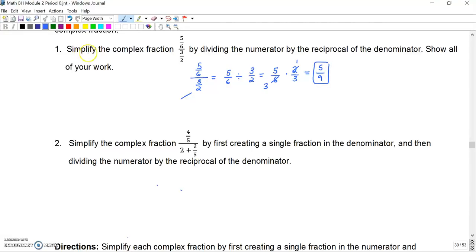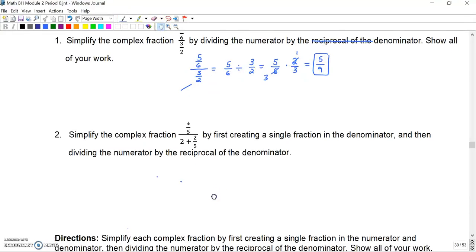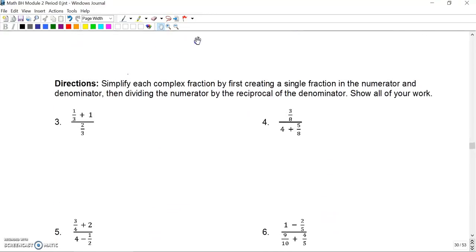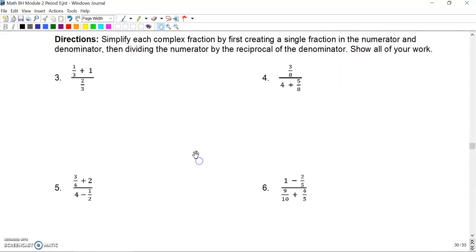Number 1, by the way, says simplify the complex fraction by dividing the numerator by the denominator, or multiplying by the reciprocal of the denominator. It's actually incorrect. You just need to copy the number crunching portion, not necessarily the instructions. Next one we're going to look at is number 3. And we're just going to pick and choose 4 more to do, and then you'll try 2.